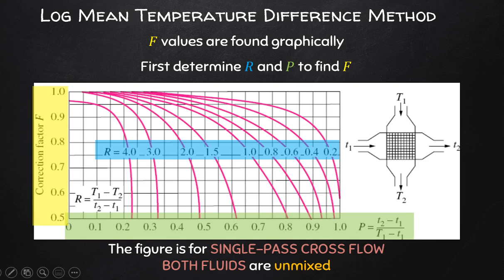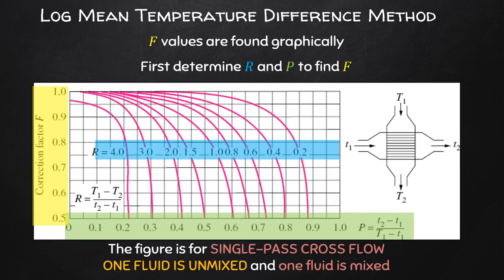Okay. And also note that if you're not using a shell and tube heat exchanger, if you're using a cross flow heat exchanger instead, you would want to use a possible alternative graph. And also just keep in mind that cross flows too have different arrangements that must be taken into account. So for this graph, this is for one fluid that is unmixed while the other one is mixed.